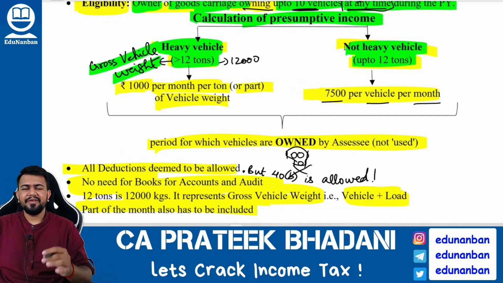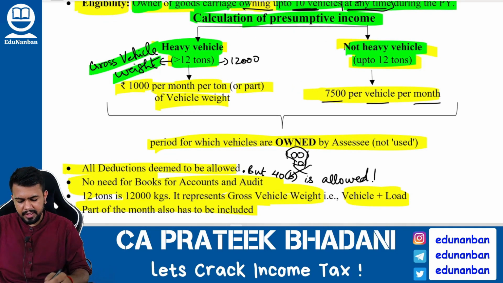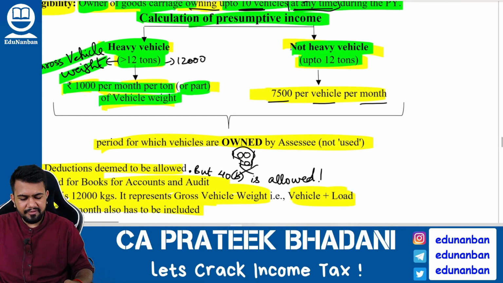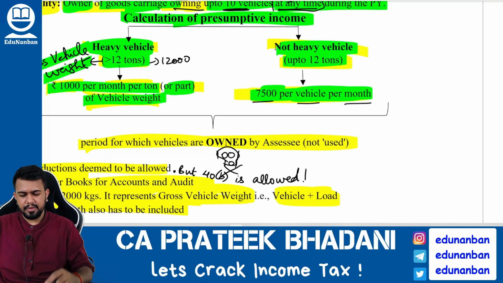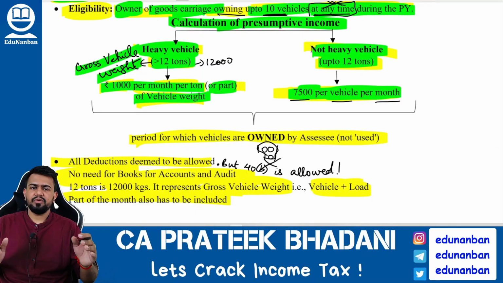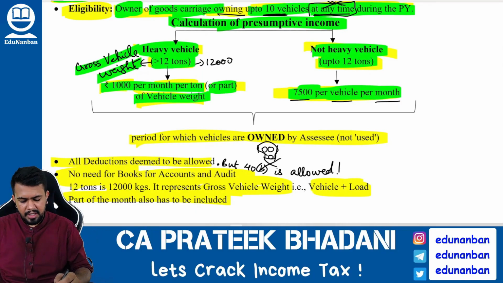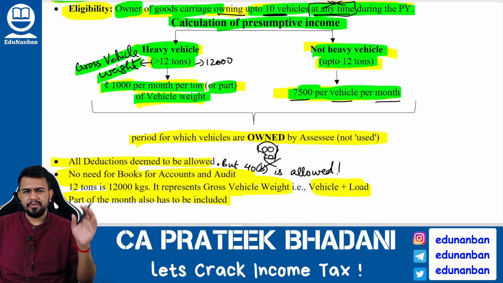Now, for a heavy vehicle, how to calculate the presumptive income? It is 1000 per month per ton or part of a ton of vehicle weight. For a not heavy vehicle, how to calculate? It is 7000 per month per vehicle. 7000 per vehicle per month. Then after finding both of them, add them together, and you will get the total presumptive income.